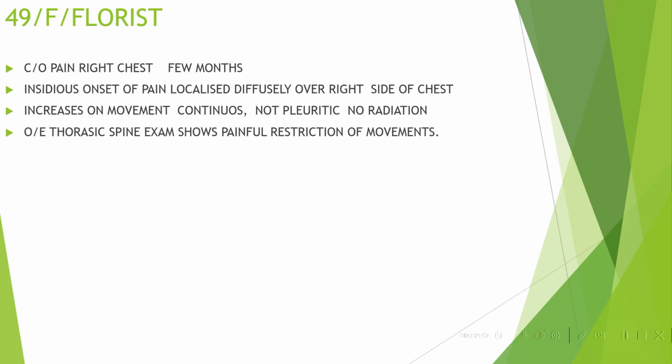The bucket handle movement and, in the thoracic spine mainly, flexion, extension and lateral flexion. That usually takes place in the lateral lumbar spine, no? Lateral rotation. Lateral rotation, so that localizes to the thoracic spine. What are the common diseases affecting the thoracic spine? It can be TB.